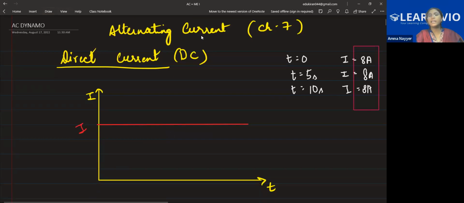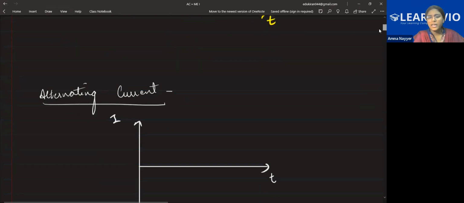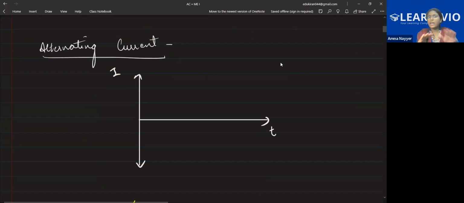What is alternating current? Because direct current we have studied. Now, when these values of current are not fixed, like at 0 seconds the value is 0, at some second it is increasing, then it reaches a maximum value, then it is decreasing, and further decreasing like this. This is a crest, this is a negative trough. Basically, the current is changing.